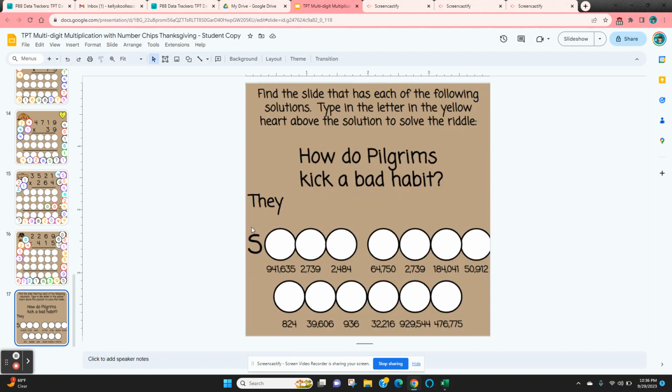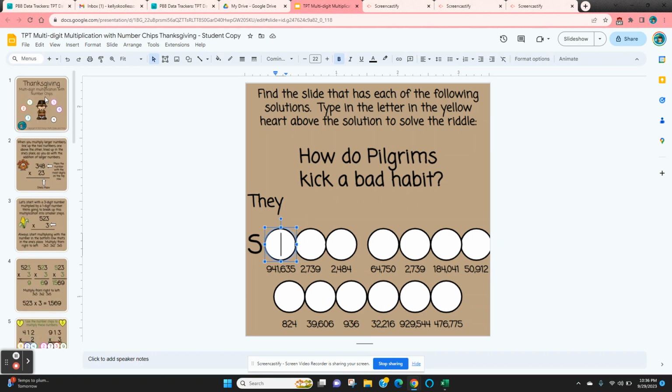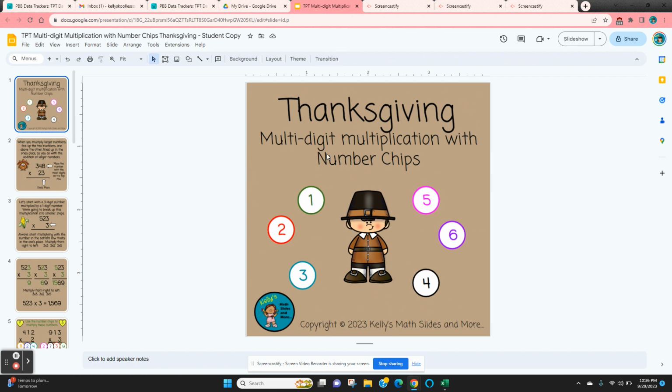And when they get to the final slide, now they have all of their products, all of the answers from the previous slides. So they just have to scroll back up and find the slide with that answer. And then they take the letter that's in the yellow heart and they're going to type it in here. If they do this correctly, they will solve the riddle, how do pilgrims kick a bad habit? So this is a digital lesson, multi-digit multiplication with number chips, the Thanksgiving version.